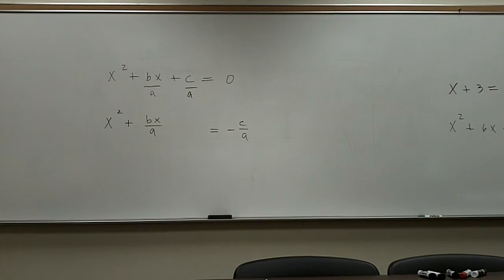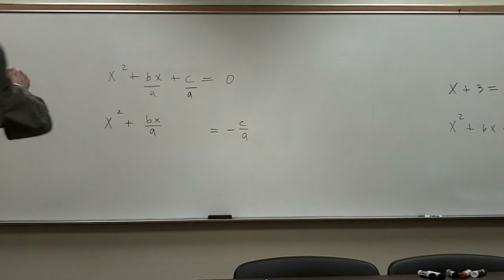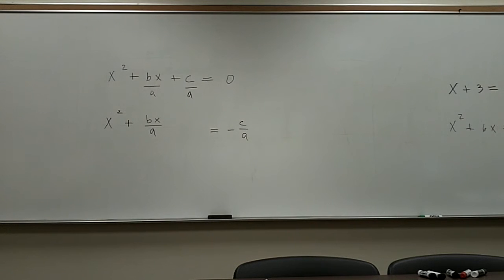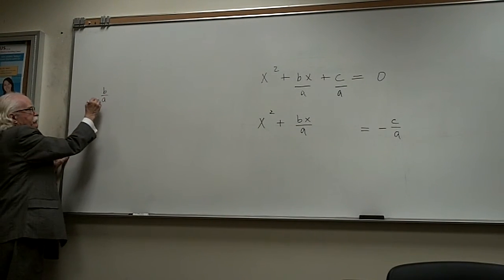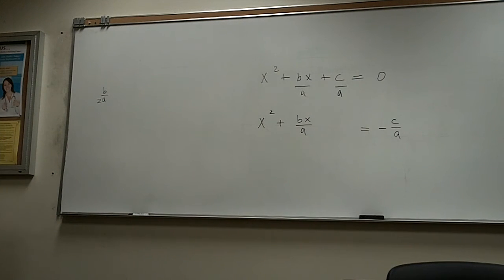Okay. Everybody with me? Step 3. We must take half of the coefficient of the x term. Let's take the coefficient of the x term, which is that, and take half of it. Everybody with me? That's half of it.